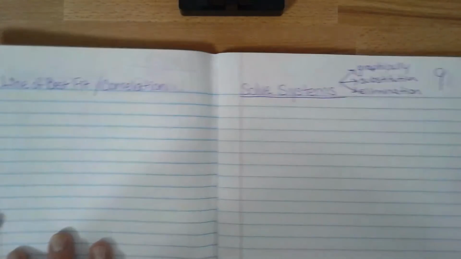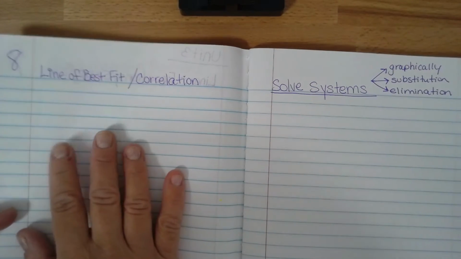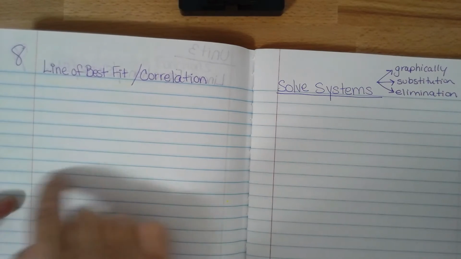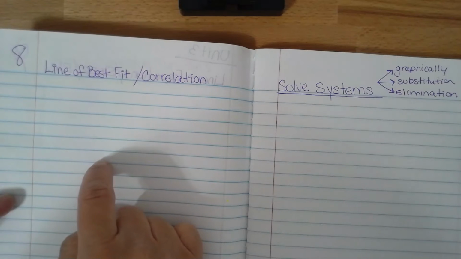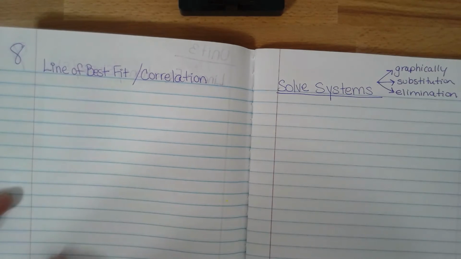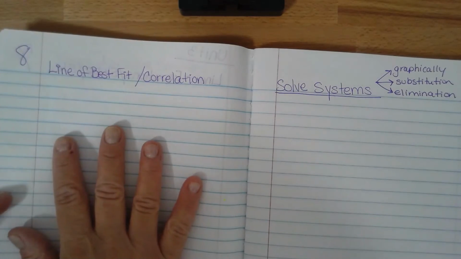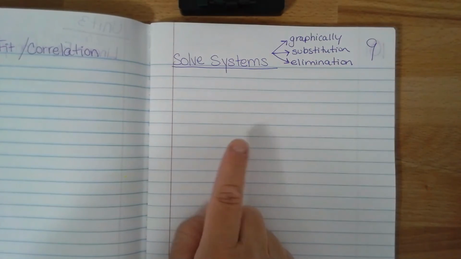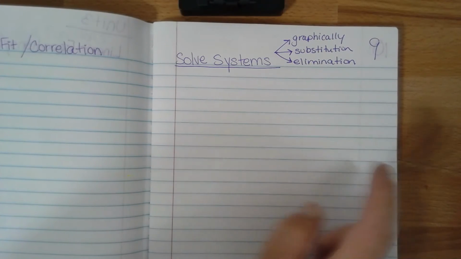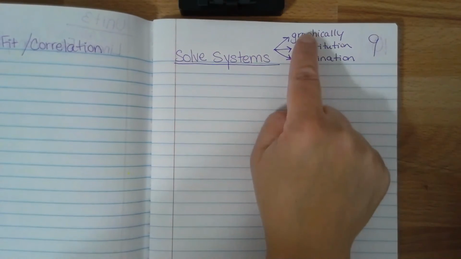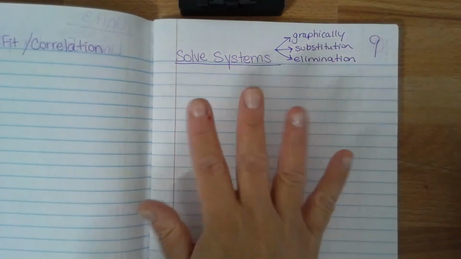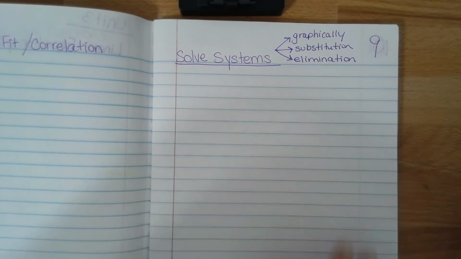Page 8, we should add line of best fit and correlation. I don't know if you have a printer at home, but the correlation R with the graphs would be a great example to throw in here. Line of best fit, if you have an example in your notebook, cut it out, glue it on here. So systems, I am going to give you a handout, most likely tomorrow or Monday, where you will fill out how to solve systems the 3 ways. And then you guys are going to put that here. Okay, so that's really the setup.